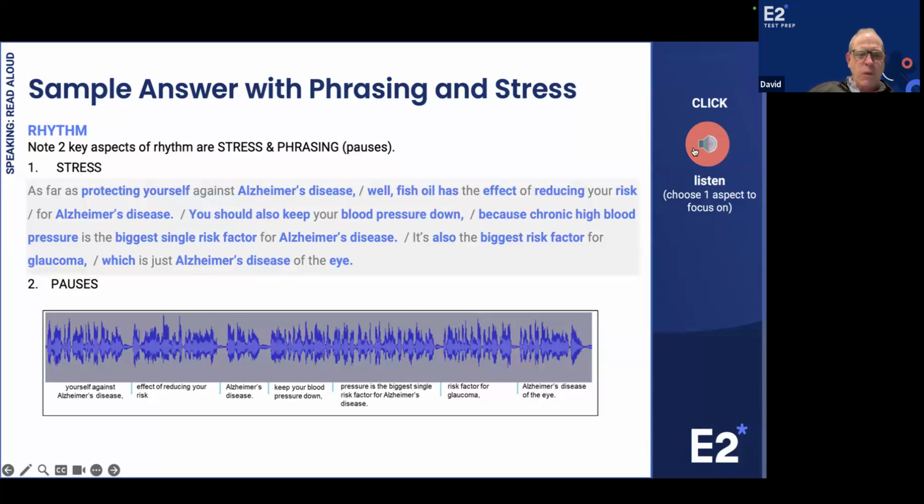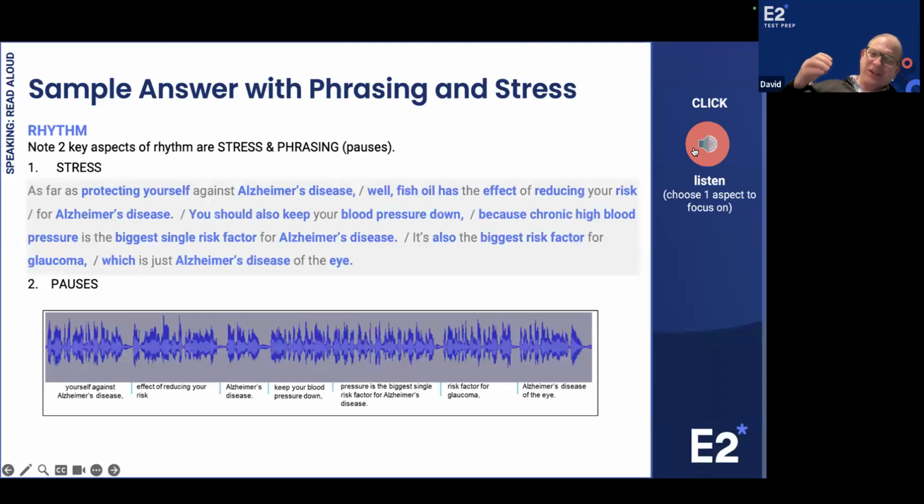As far as protecting yourself against Alzheimer's disease, well, fish oil has the effect of reducing your risk for Alzheimer's disease. You should also keep your blood pressure down, because chronic high blood pressure is the biggest single risk factor for Alzheimer's disease. It's also the biggest risk factor for glaucoma, which is just Alzheimer's disease of the eye.